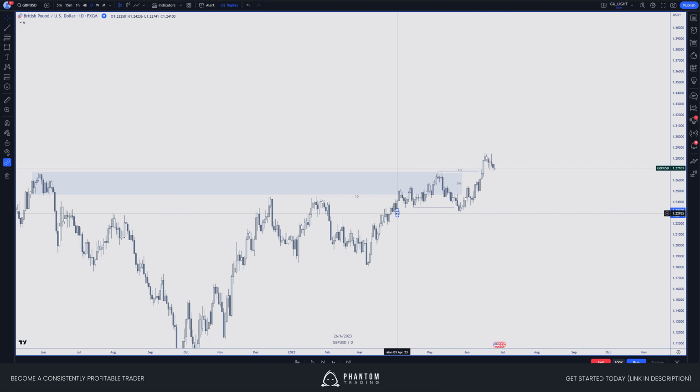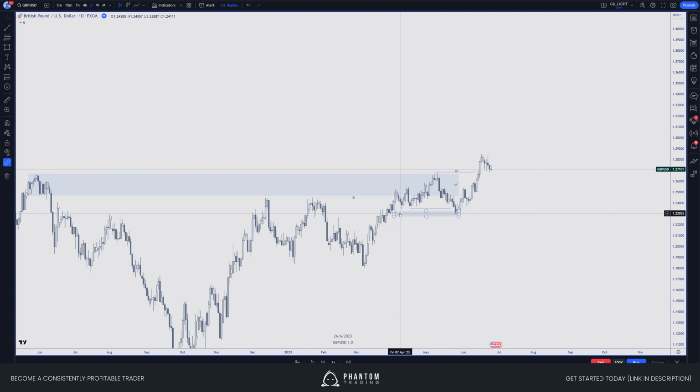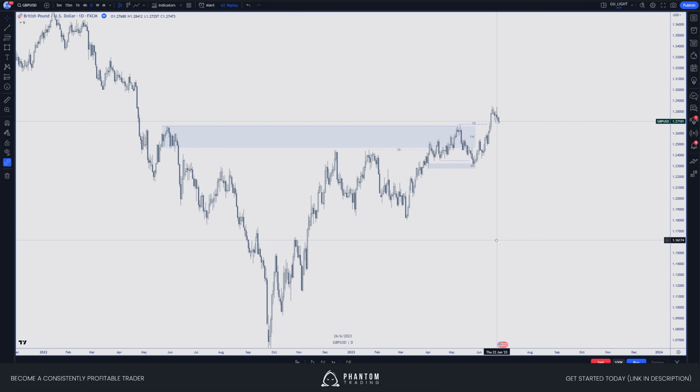And if I were to mark out this, we can see that we actually sort of respected this. I'm going to mark this out as a 4-hour zone because we're just marking out a daily wick. I could alternatively mark it out like that, but I'm going to mark it as such, and we can see that the daily is pretty bullish.